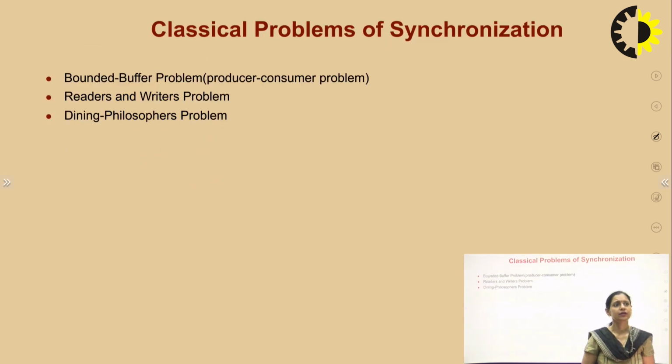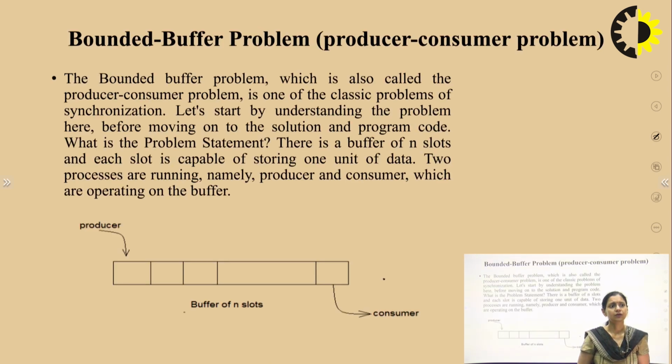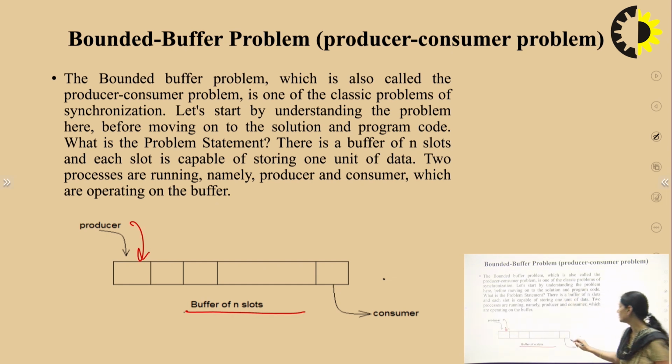Now we are going to discuss the 3 main problems of synchronization and their solutions: the bounded buffer problem, the readers-writers problem, and the dining philosophers problem. Coming to the bounded buffer problem, which is also known as the producer-consumer problem, it is a classical problem of synchronization, where we have a single buffer of n slots where the producer is producing and the consumer is consuming from the same buffer.